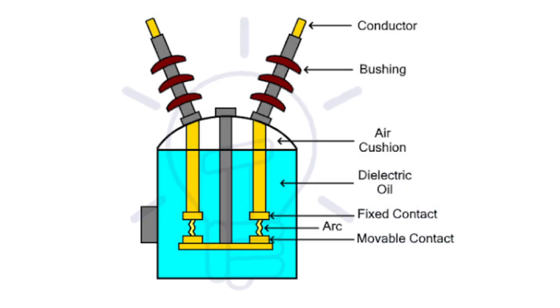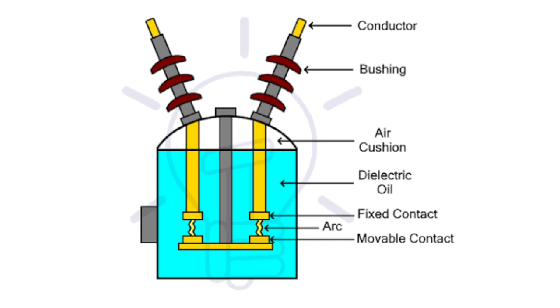The contacts and arc quenching mechanism are immersed in a tank filled with oil, which serves as both an arc quenching medium and an insulating medium. This design is simple and robust, making it suitable for high voltage applications.